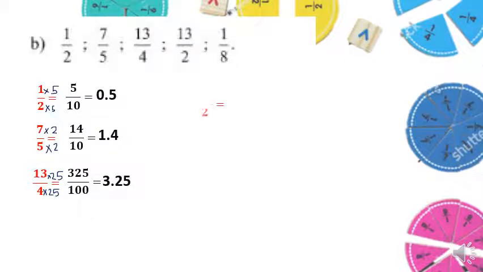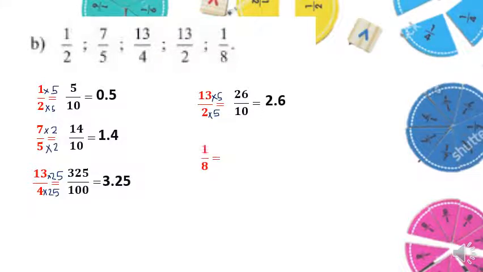to give me 3.25. Now 13 over 10, the friend of 2 is 5. So we multiply the numerator and the denominator by 5 because we have to write the denominator as 10, 100, 1000 as powers of 10. So the answer will be 26 over 10. Now it's ready to be written as a decimal number, which is 2.6.